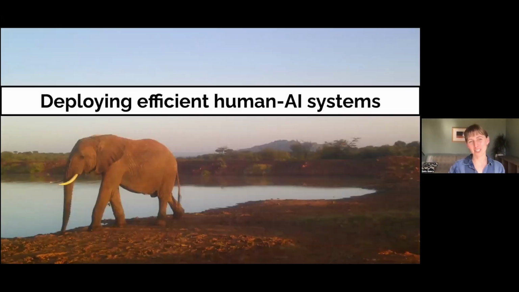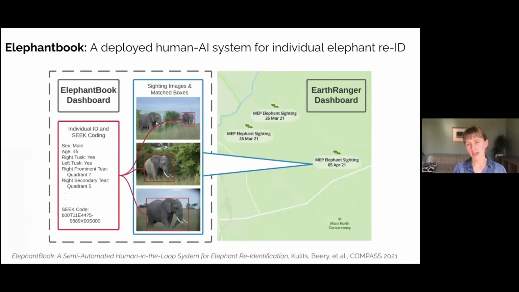Okay, so I'll finish by talking about some of the ways that we've deployed these human-AI systems in the wild. First, one example of this is something that I worked with an undergraduate at Caltech to build. We call it Elephant Book. It's essentially a human-AI system for individual elephant re-identification. The interesting thing about this project is we wanted to see what we could do with computer vision starting with no training data.